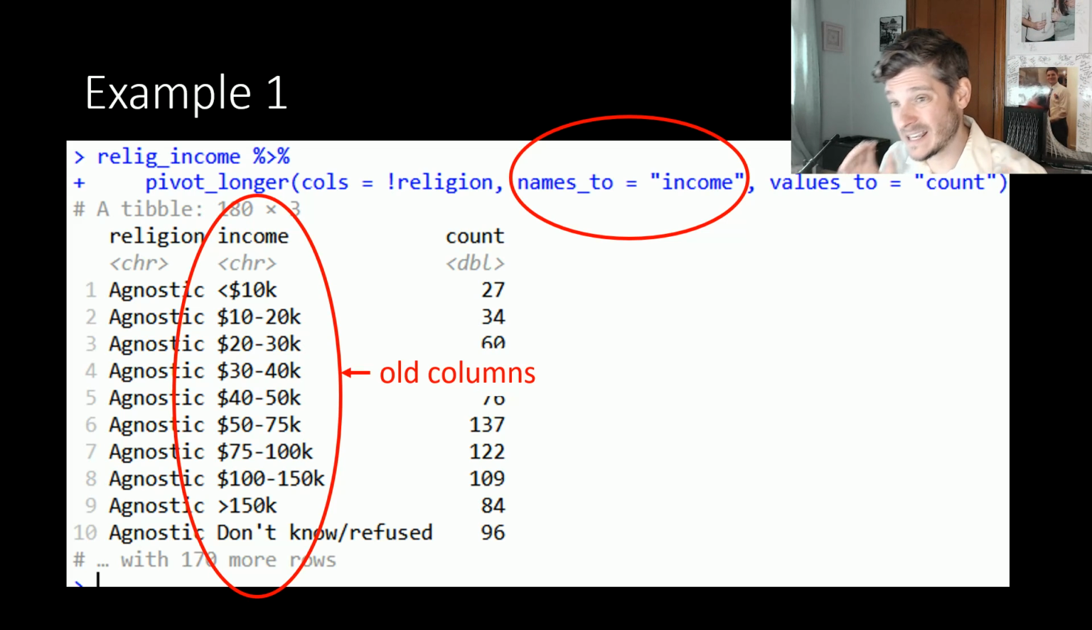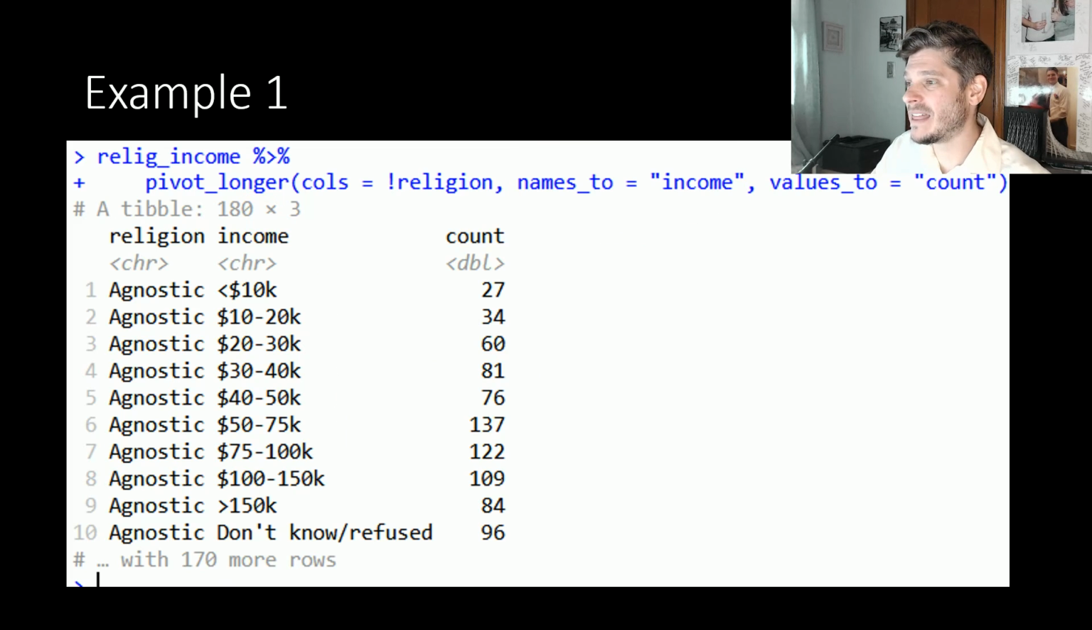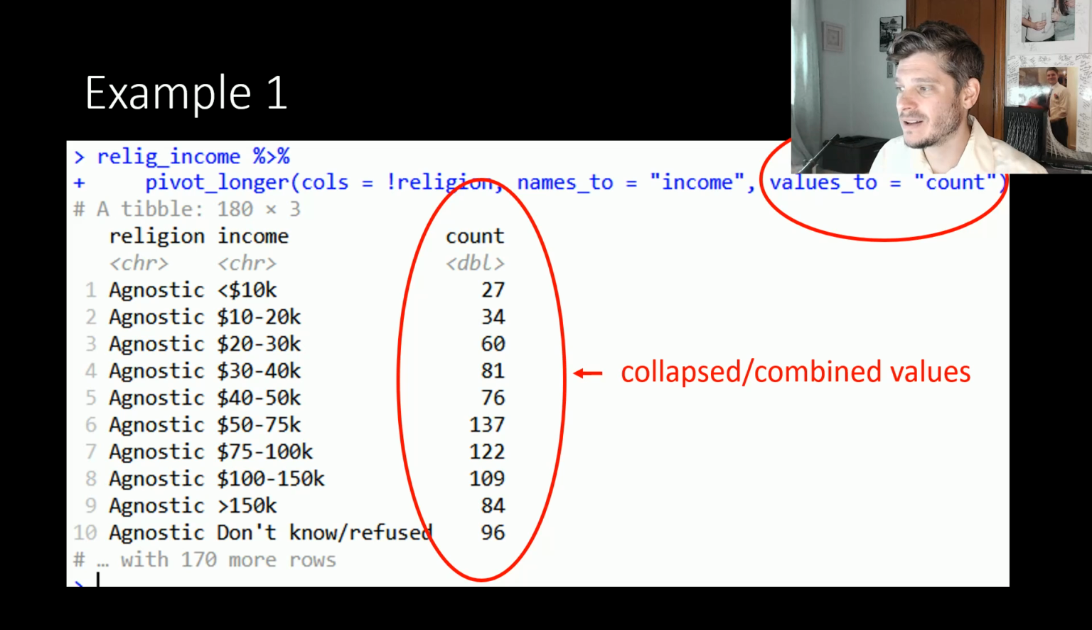So again, take a look. Names2, my new column income, tells me what my old columns were that I collapsed down. And then values2 become my collapsed values. Those values that were stored, I didn't lose any data. All my data is still there. All those numbers are still exactly the same. I'm just now calling it the count. That's what I named it, and it's those same values. And again, you can go back and forth, absolutely do this on your own.